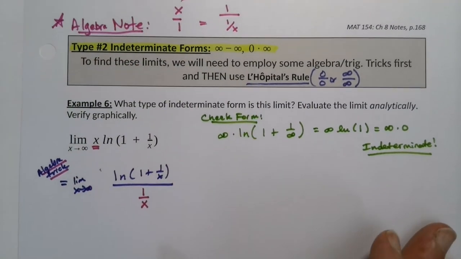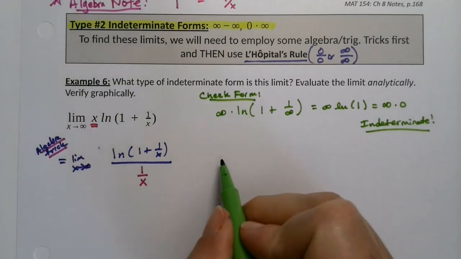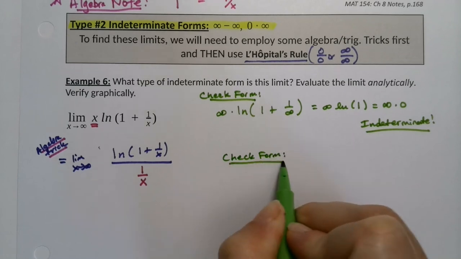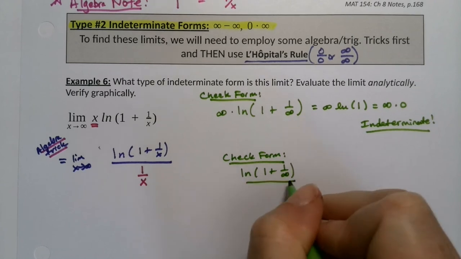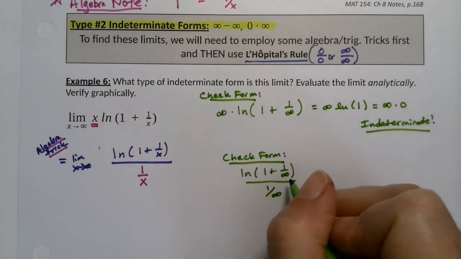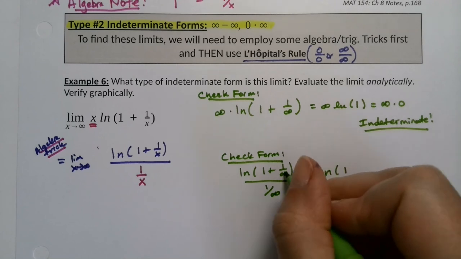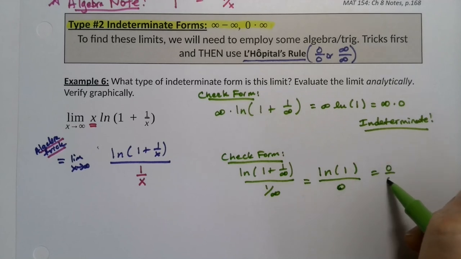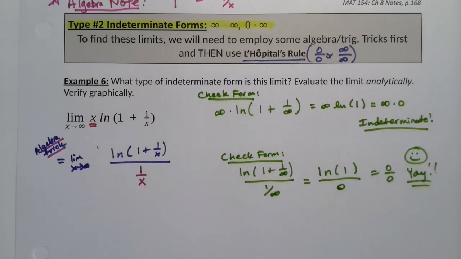So now let's check my form. Let's check that little trick. I still have the natural log of 1 plus 1 over infinity on the top, then I have 1 over infinity on the bottom. The natural log of 1 plus 0 is the natural log of 1, which is 0, divided by 0, which is 0 over 0. Yay! That makes us happy because that means that we can use L'Hopital's rule.